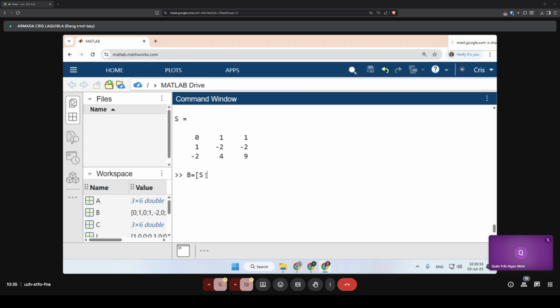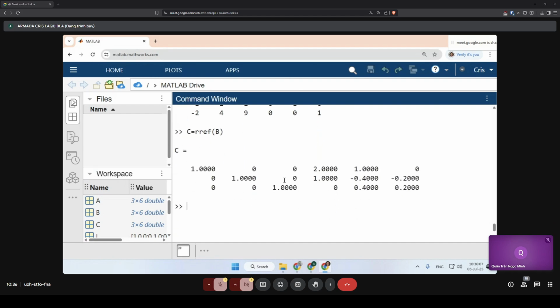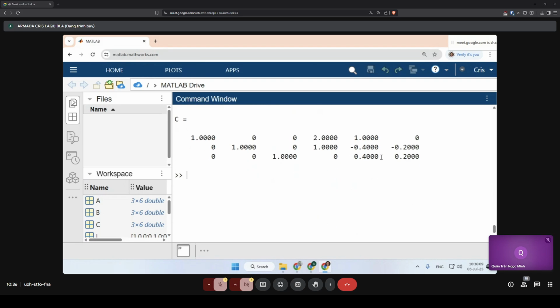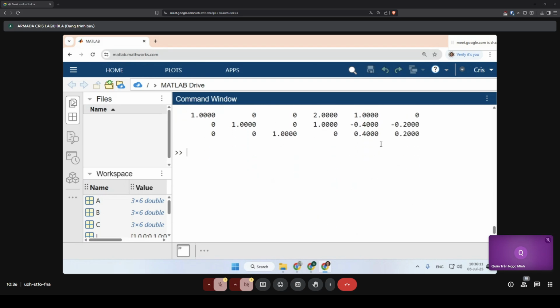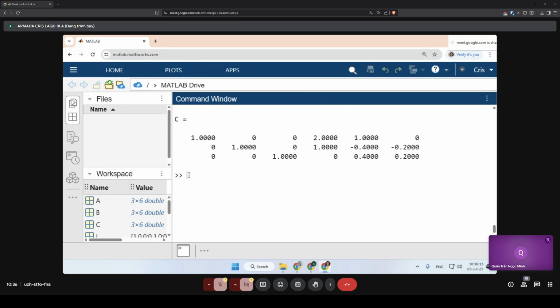We can use I there because I declared that already as an I3. So you have that. Next, C is equal to RREF of B. And this is now, class, the coordinates of your S inverse. Okay, so I'll just label that with S again. But this is for the S inverse, okay? Just copy the numbers here.